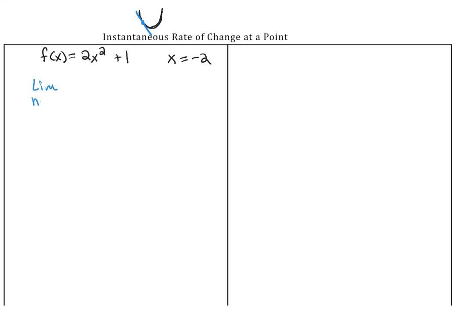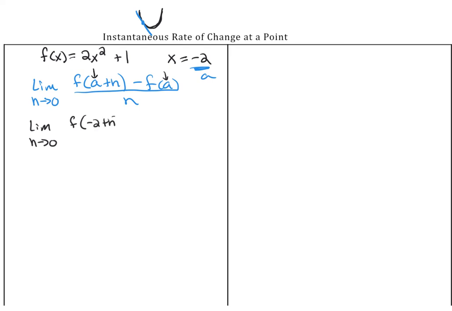All right, and I'm going to use that formula, limit as h approaches 0 of f of a plus h minus f of a all over h. So a is the value that we want to find, the point in which we want to find that slope at. So what I'm going to do is plug in that -2 for a. So limit as h approaches 0, f of -2 plus h minus f of -2 over h. So I need to plug in -2 plus h into my function and -2 into my function.